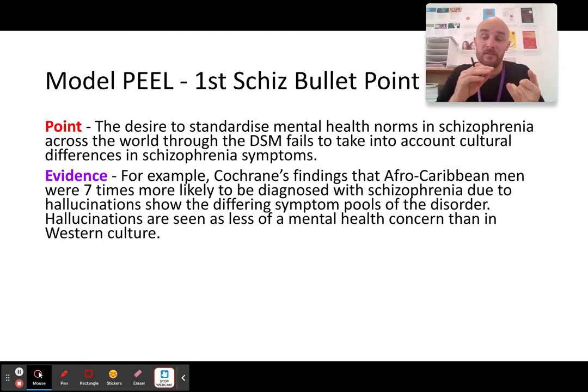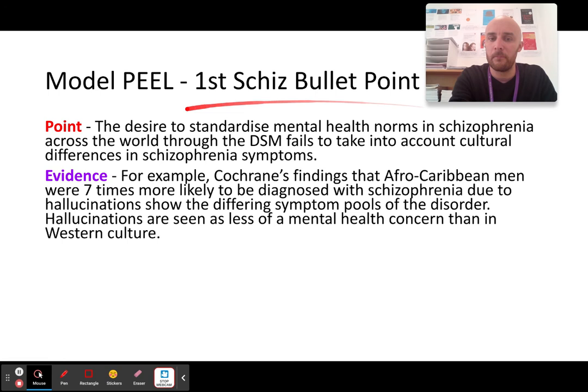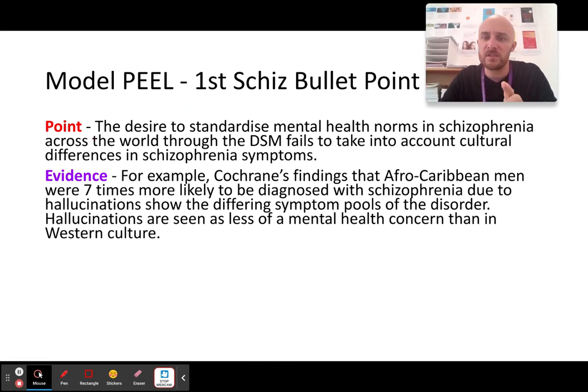So I've said a point, I've given it evidence, but why is this point important? One thing you have to ask yourself when it comes to the elaborations is, why is this point important? What is a consequence of this point? What's a consequence of the fact that it fails to take into account cultural differences?